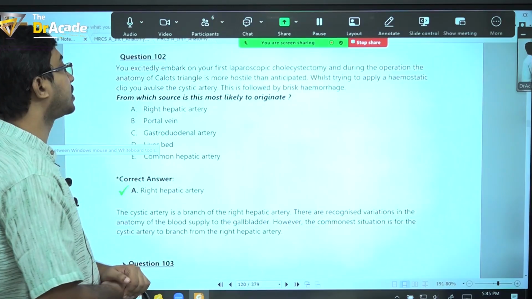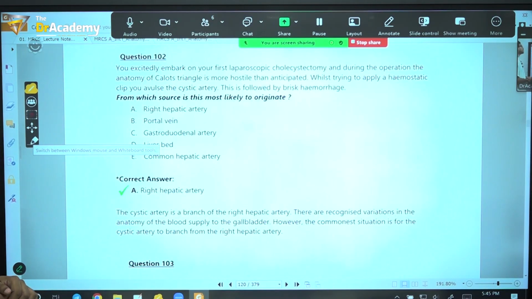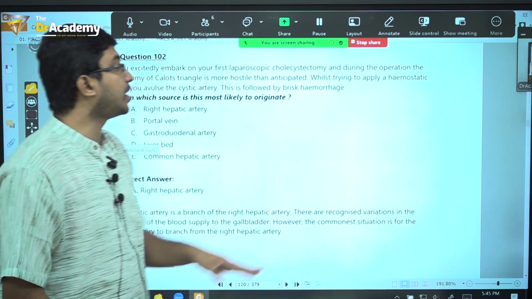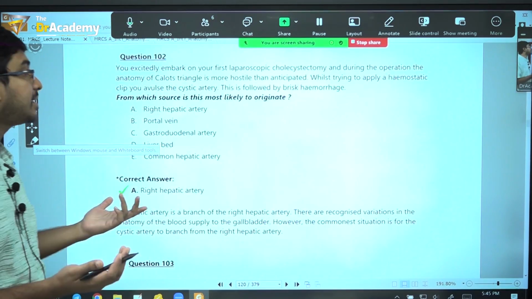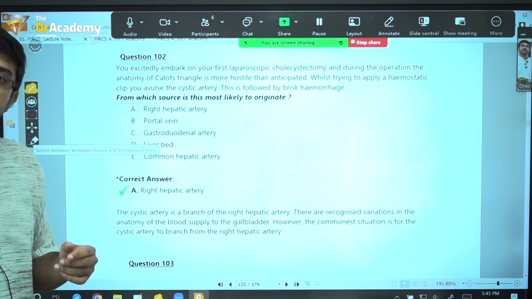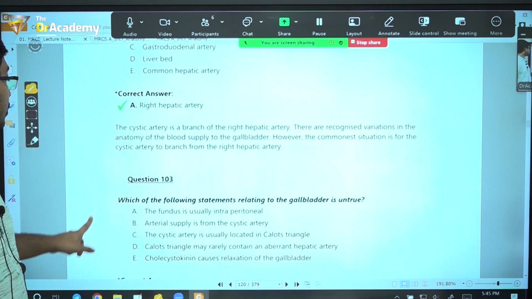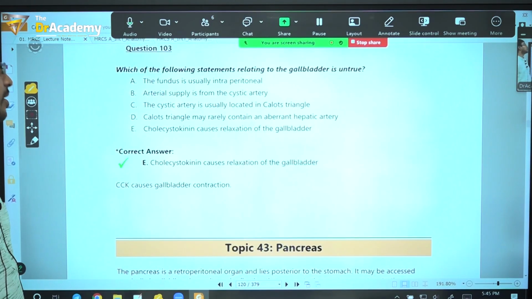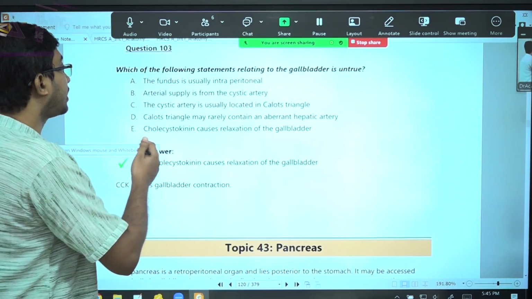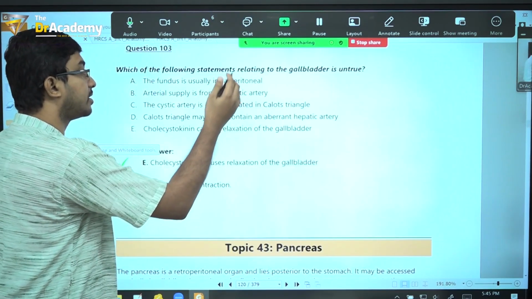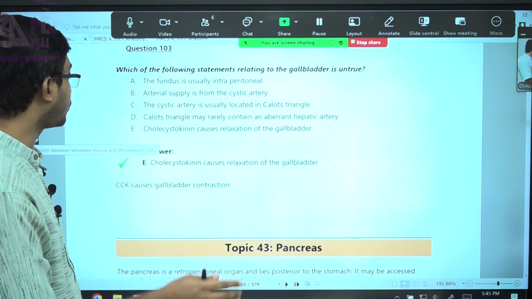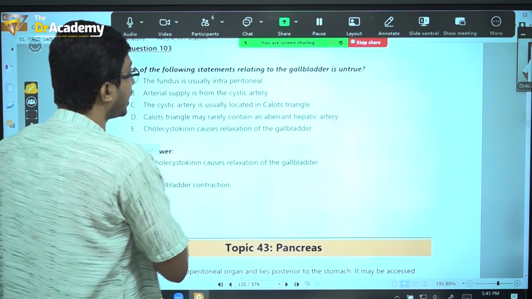You excitedly embark on your first laparoscopic cholecystectomy, and during the operation the anatomy of Calot's triangle is more hostile than anticipated. Whilst trying to apply a hemostatic clip, you avulse the cystic artery. From which source is this most likely to originate? The cystic artery comes from the right hepatic artery. Which of the following statements relating to the gallbladder is untrue? The fundus is usually intraperitoneal, exactly. Arterial supply from the cystic artery; Calot's triangle may rarely contain an aberrant hepatic artery. It is also true. Cholecystokinin causes relaxation of the gallbladder.